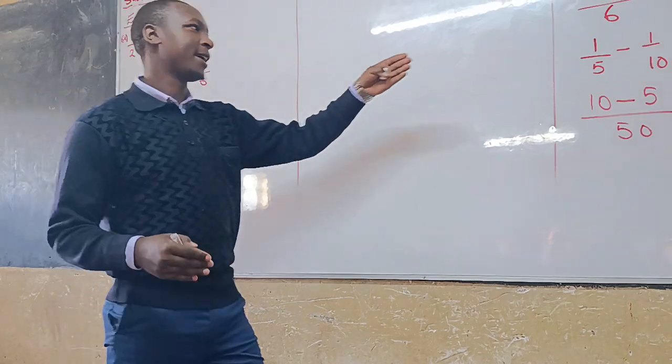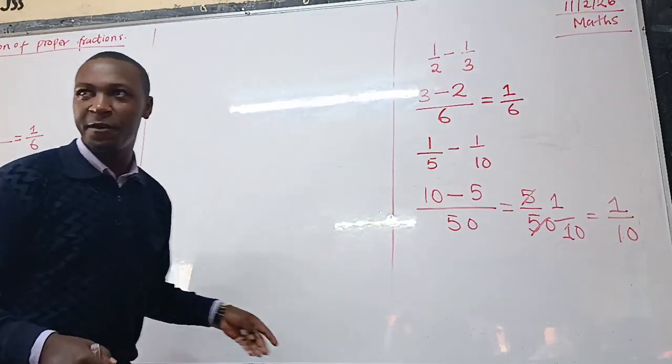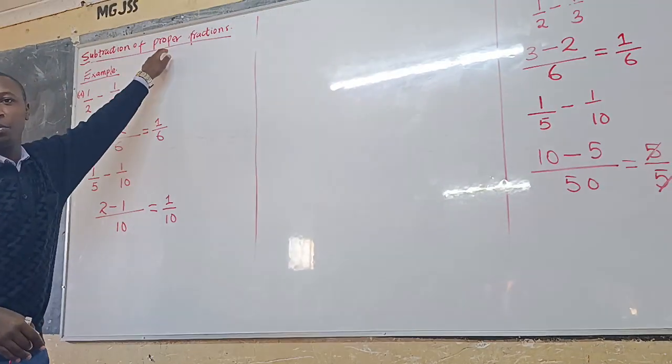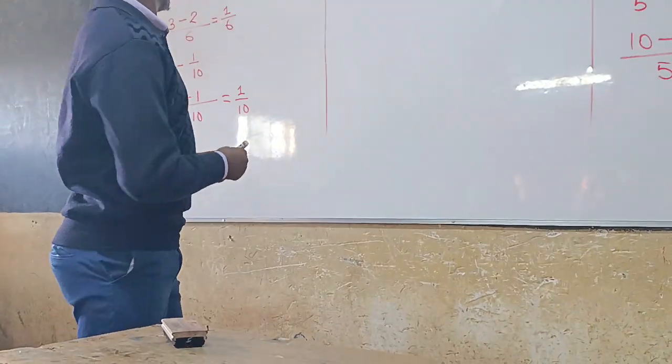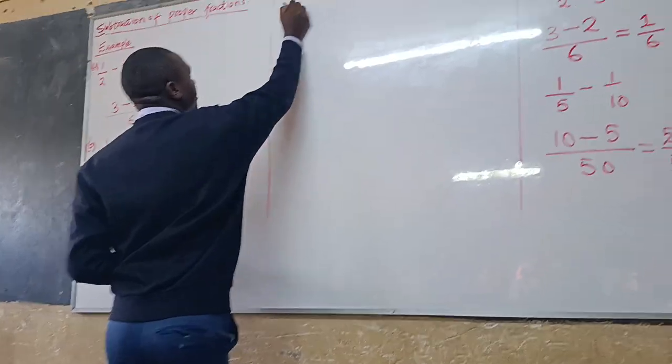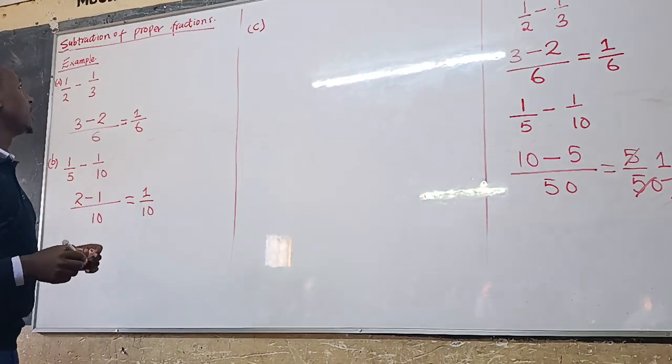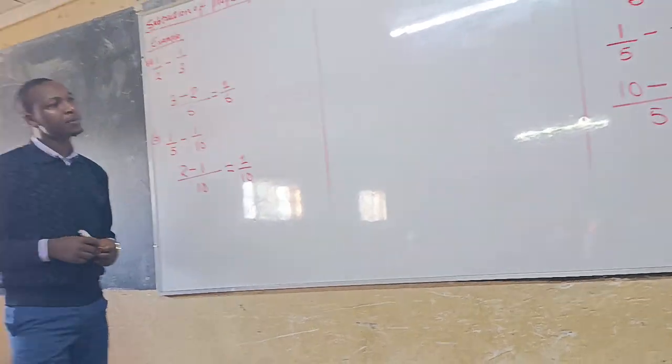So we can continue with another example. This is just a shorter way of doing proper fractions. A shorter way of doing what? Proper fractions, if you want. We can do number C, which is going to be the last before we go to mixed fractions.